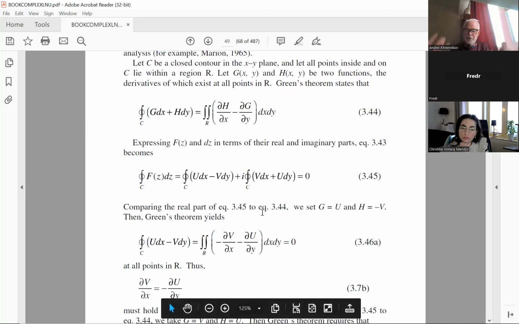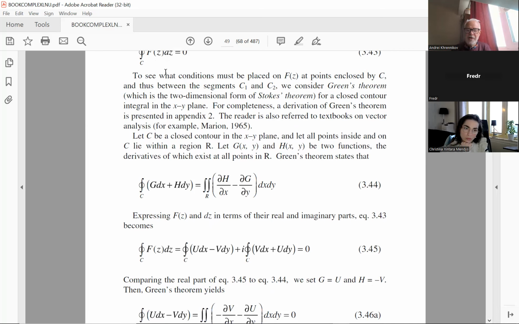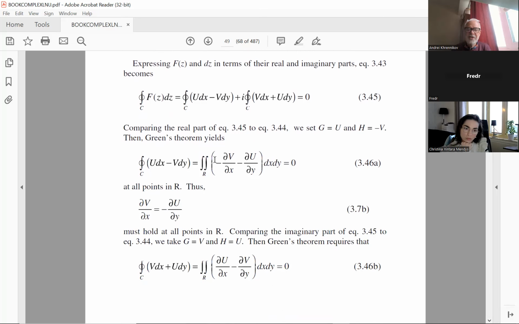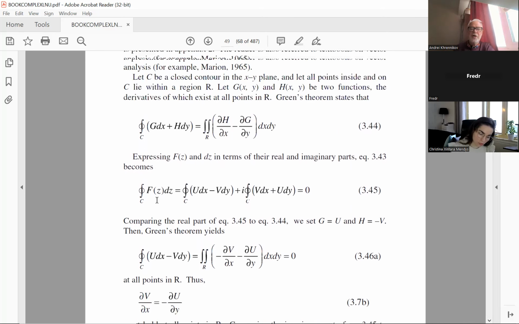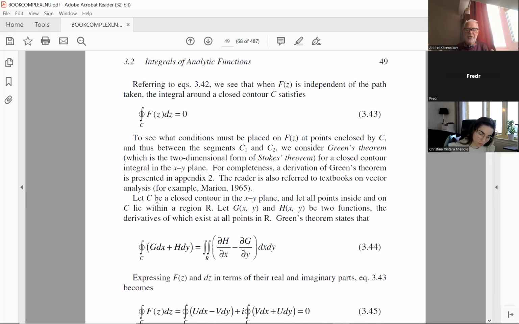So if we go the other way around, we get that if our function has the property that the integral over any contour is 0, then the integrand is 0. So we get the Cauchy-Riemann equality, and we get that the function is analytic. Unfortunately, Cohen did not formulate this as a theorem, but maybe you can make notes that we proved such a theorem.